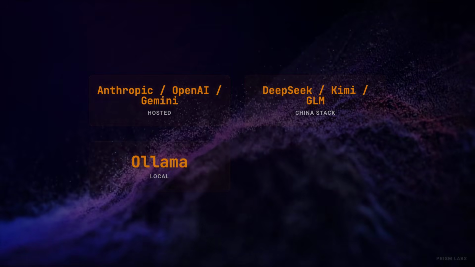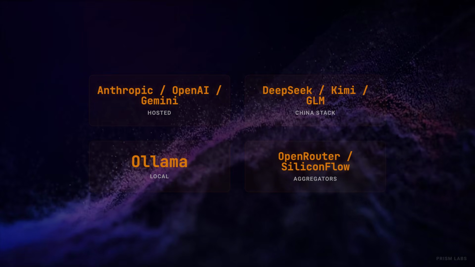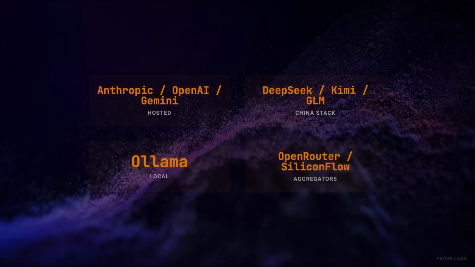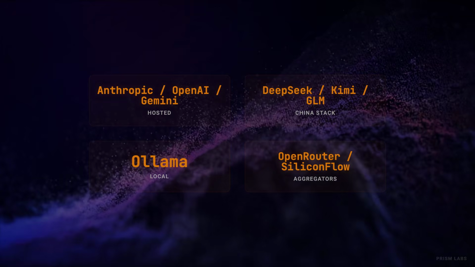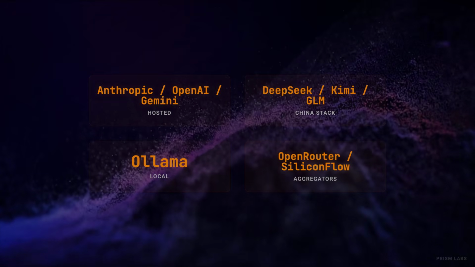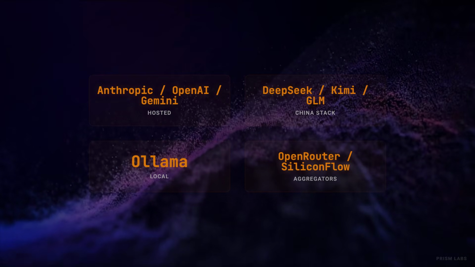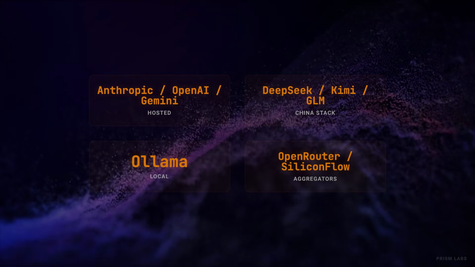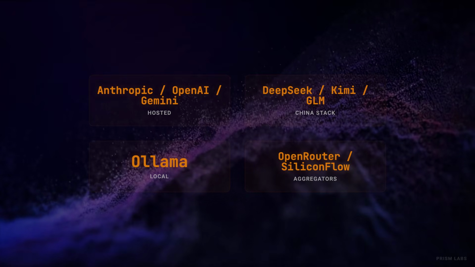Provider support is generous. Anthropic for Claude, OpenAI for GPT, Gemini for Google, DeepSeek, Kimi, GLM for the China stack, Ollama for fully local, OpenRouter and SiliconFlow for aggregator routing, and a generic OpenAI-compatible endpoint for anything else. LM Studio, vLLM, your own deployment, you bring your own key for any of these. The app does not lock you to a provider, and you can swap models on a per-prompt basis if you want to compare outputs.